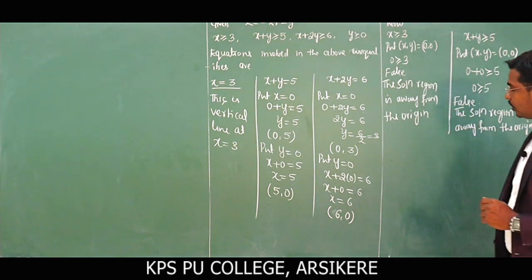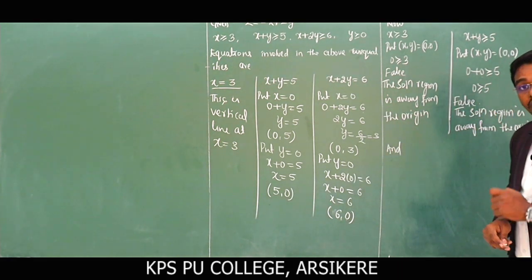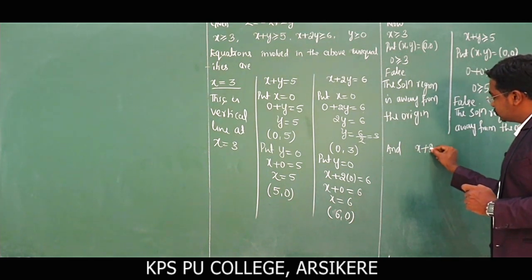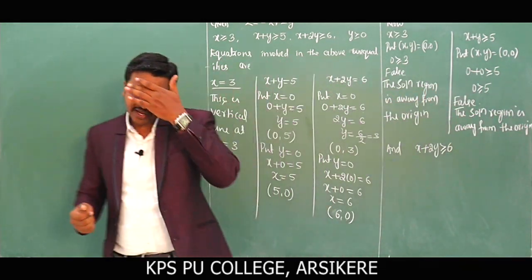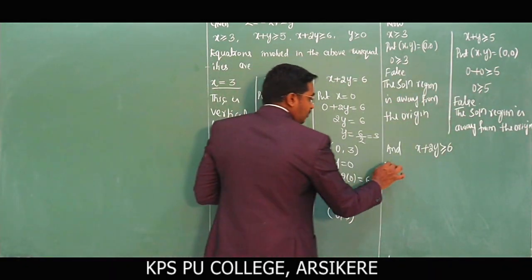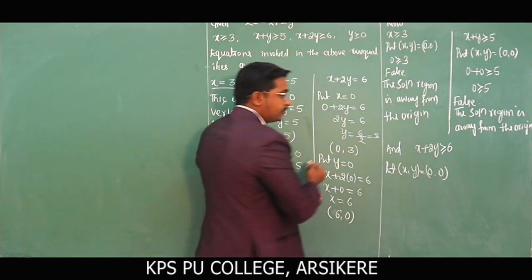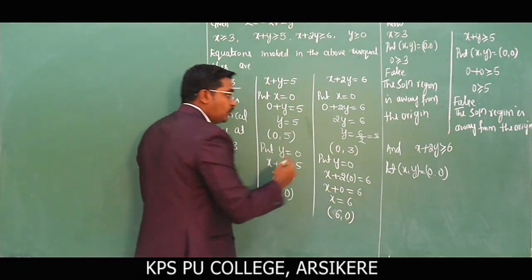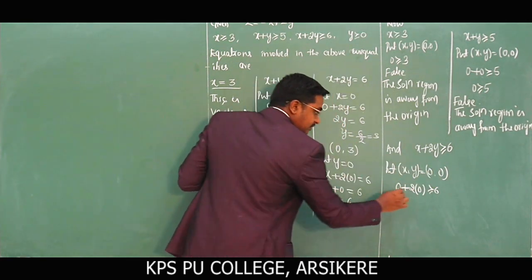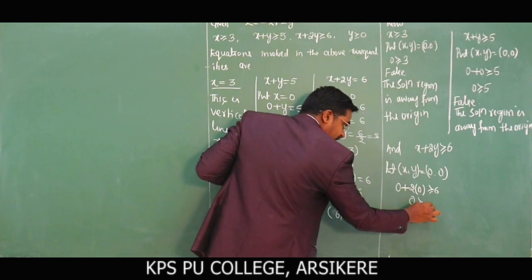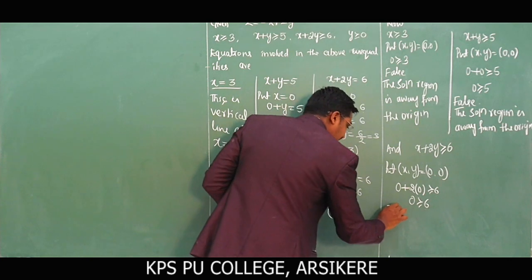Next, consider the last inequality. What is the last inequality? x plus 2y greater than or equal to 6. In this case also we substitute x is equal to 0 and y is equal to 0. Put x comma y is equal to 0, 0. What will happen here? 0 plus 2 into 0 greater than or equal to 6. 2 into 0 is again 0. The total value becomes 0 greater than or equal to 6. Again this is also a false statement.